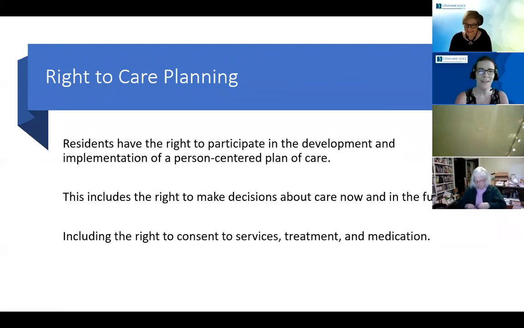Hi, I'm Jocelyn Bogdan. So the right to care planning. So what Robyn was just talking about, achieving this high level of care, one way to ensure that residents are receiving the highest level of care they can is through care planning. And a care plan is a strategy for how the staff is going to help ensure that residents' needs are met.